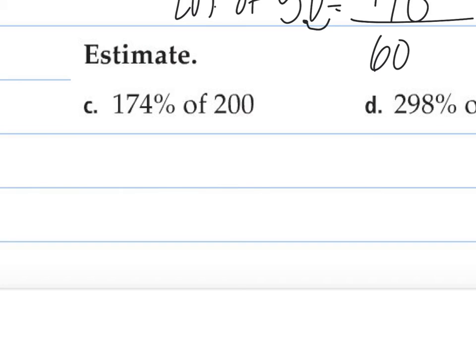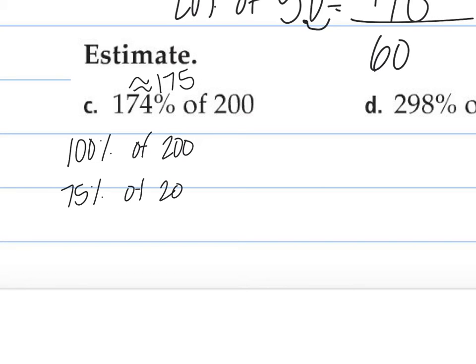174% of 200. I would estimate that to be 175. So you need to find 100% of 200. And we need to find 75% of 200. So 100% of 200, the full amount is 200. I'm going to turn 75% into a fraction, and I know that would be 75 over 100. Simplifies to 3/4 times 200 over 1. So that would be 600 over 4.